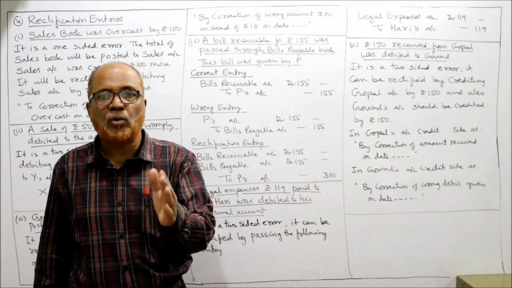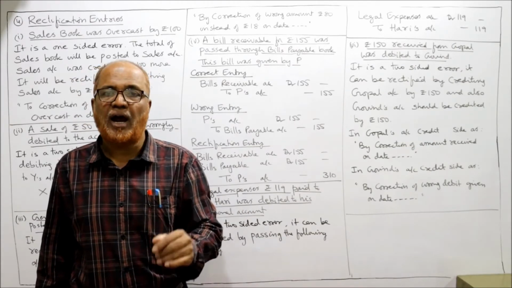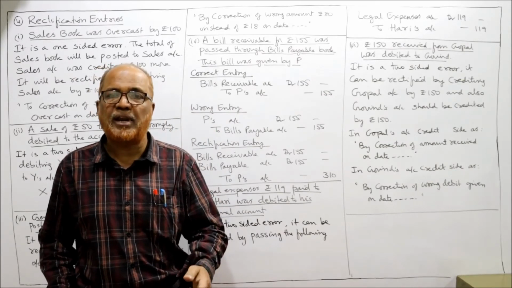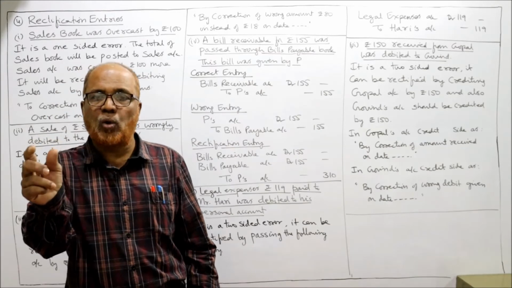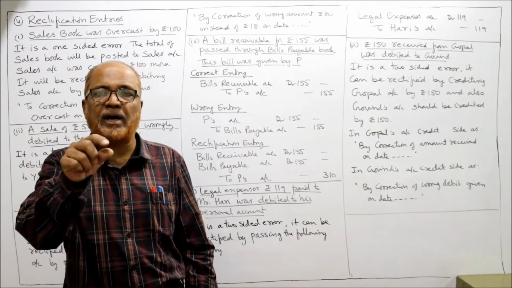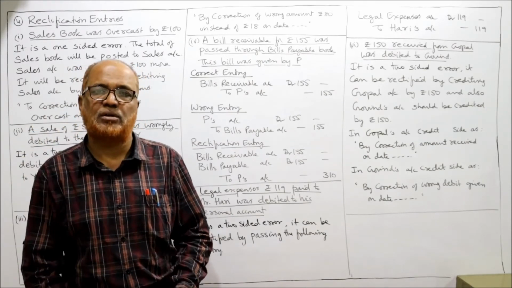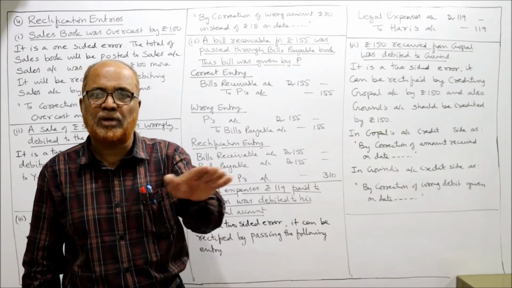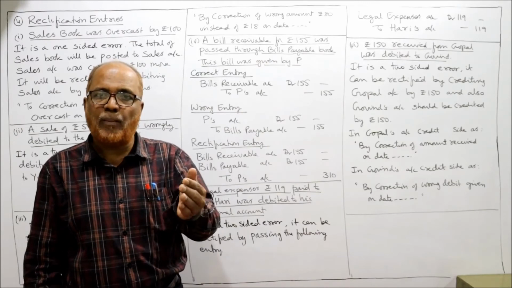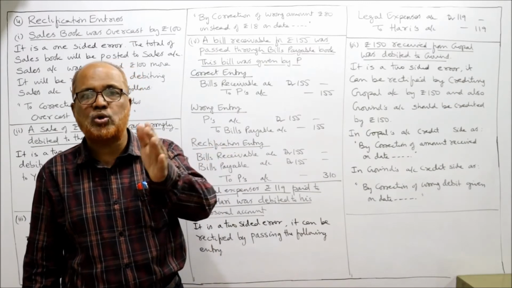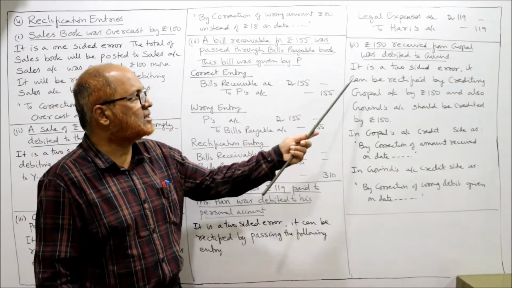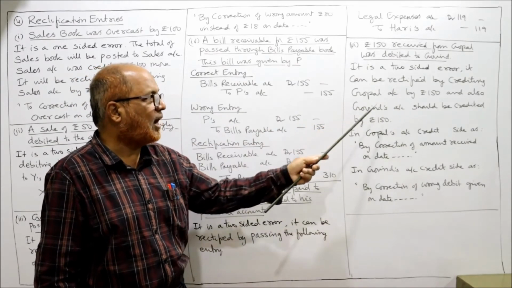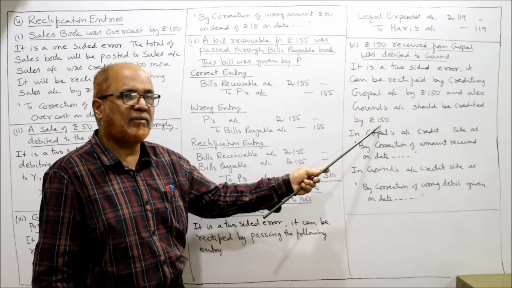So to remove that, Govind account should be credited. And also Gopal account was not credited, now we credit. So the error will be rectified by crediting Gopal account and also by crediting Govind account. By mistake we debited Govind account, so we credit Govind to cancel that effect. And Gopal has given the cash, so Gopal account should be credited by 150. So it's a two-sided error. It can be rectified by crediting Gopal account by 150 and also Govind account should be credited by 150.